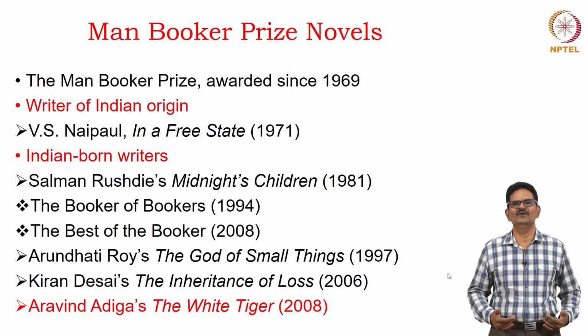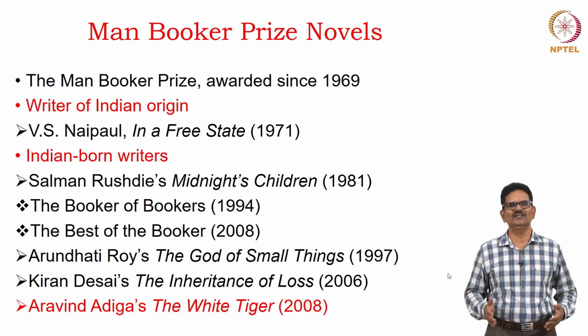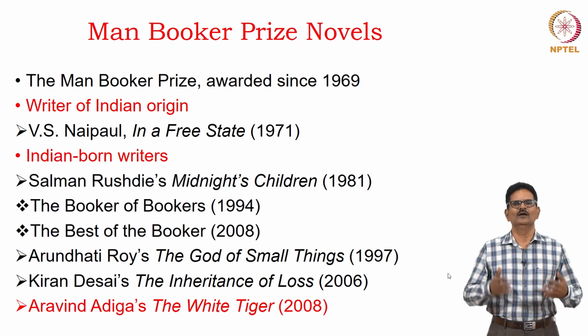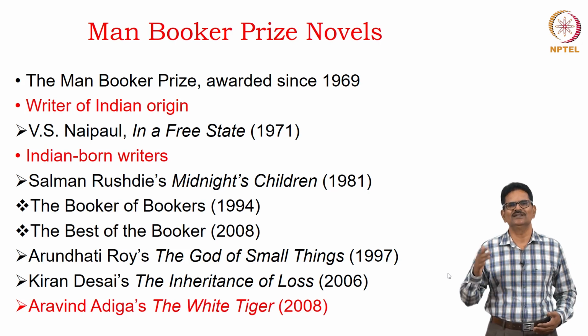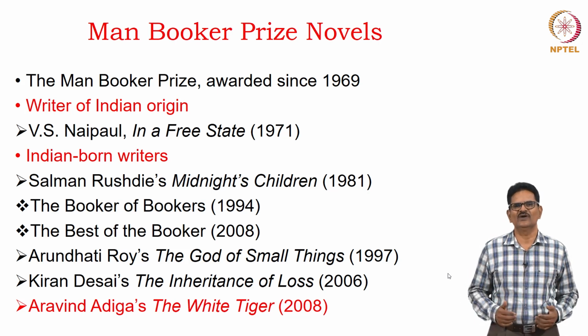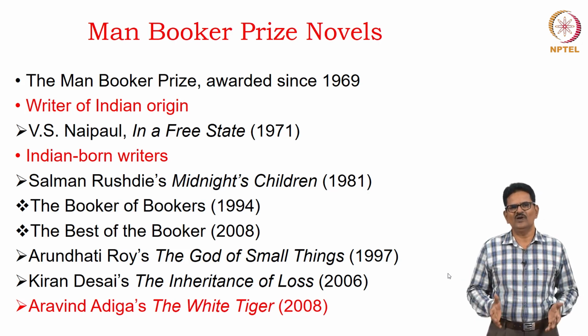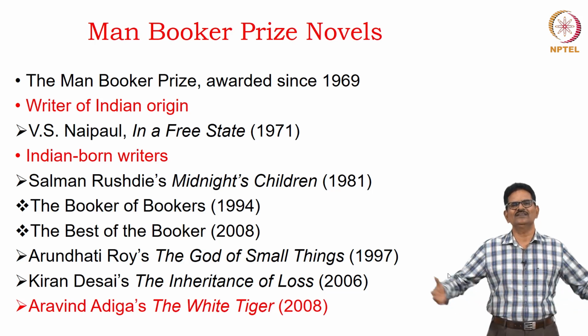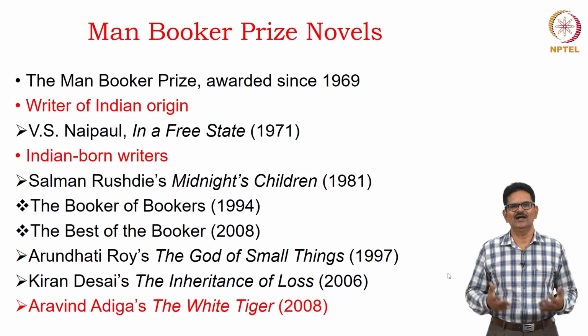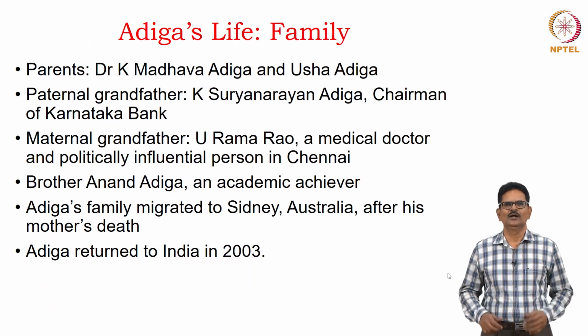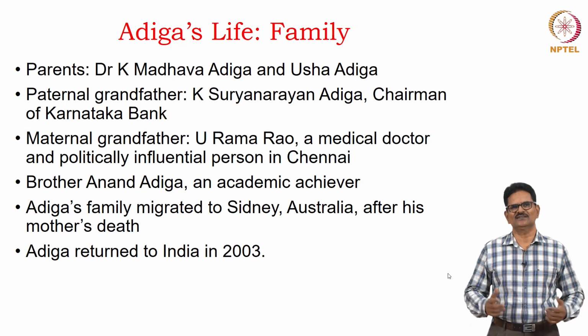Then we have some novelists like Arundhati Roy, Kiran Desai and Aravind Adiga who have received Man Booker prizes for their novels like The God of Small Things, The Inheritance of Loss and The White Tiger. The novel itself has some significance for us to understand how the rest of the world understands India and Indian English fiction. Now we come to Aravind Adiga's life.